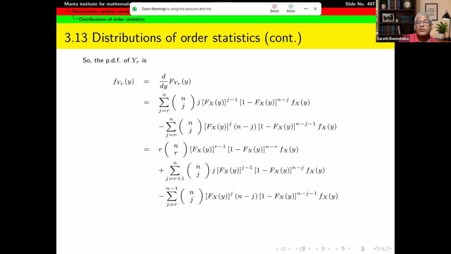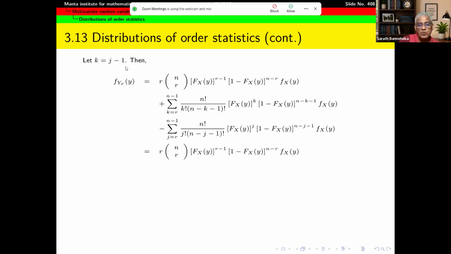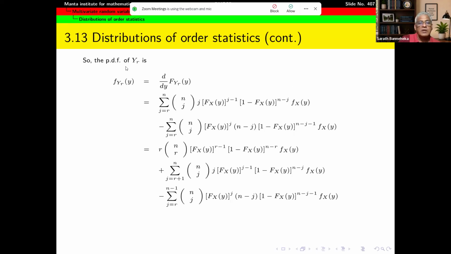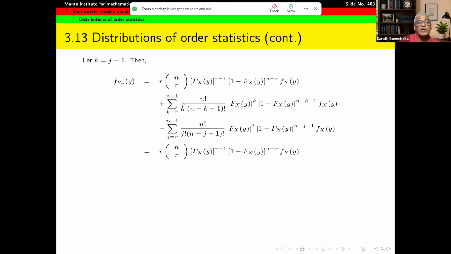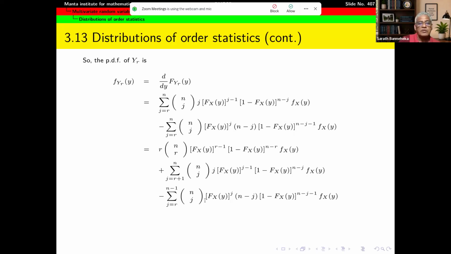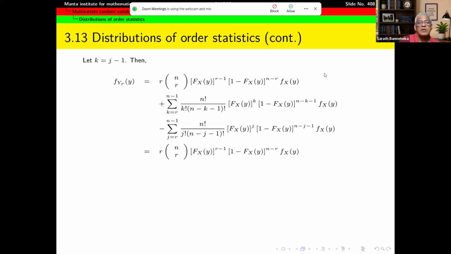Now, if you make a substitution like k is equal to j minus 1, then I can write down this expression in terms of k, right? I will write down that expression in terms of k, then you get this expression here. And then you have this last expression coming from here with this minus sign, right?